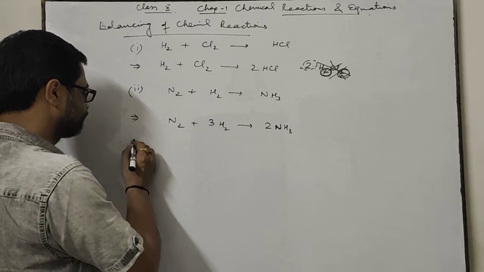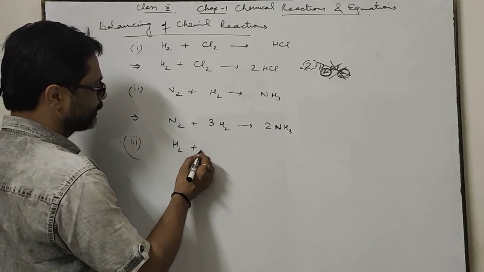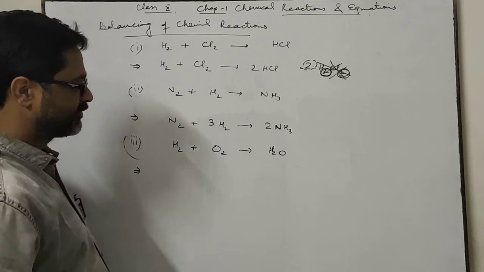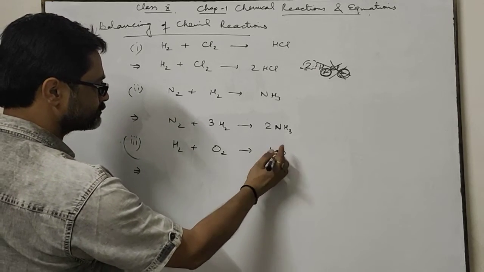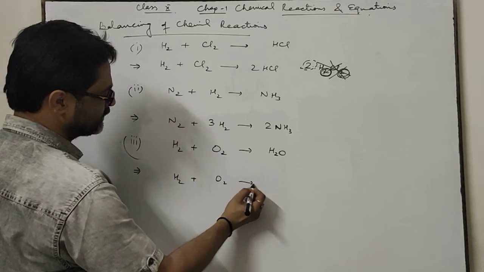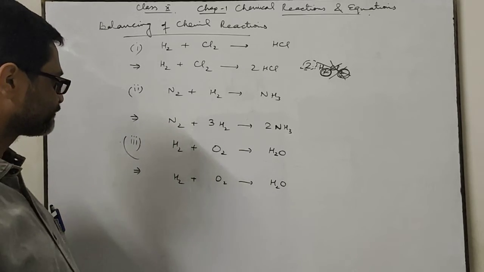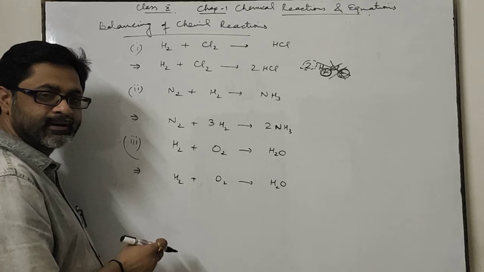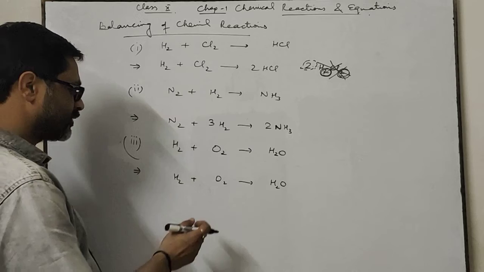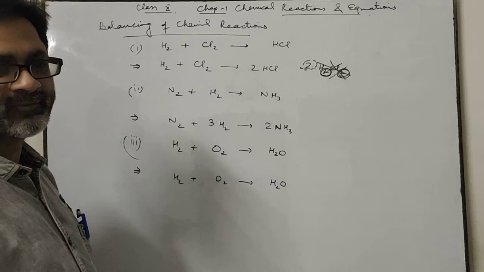See one more example. H2 plus O2 gives H2O. How can we balance this? First of all, see on both sides what is balanced and which element is unbalanced. Hydrogen is 2 in number here, and here hydrogen is 2 in number. This means hydrogen atoms are balanced. But oxygen atoms are unbalanced. Oxygen is 2 here, but here oxygen is 1.